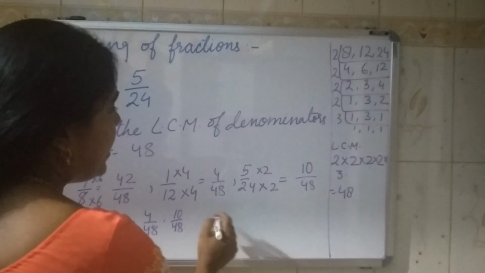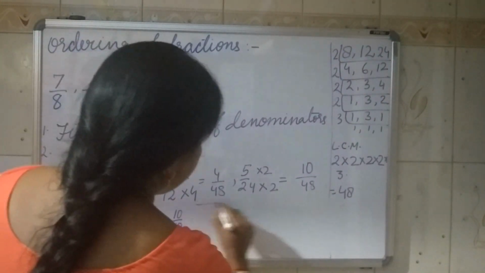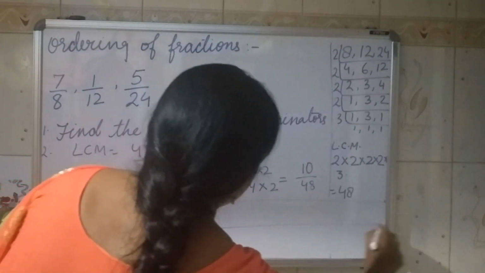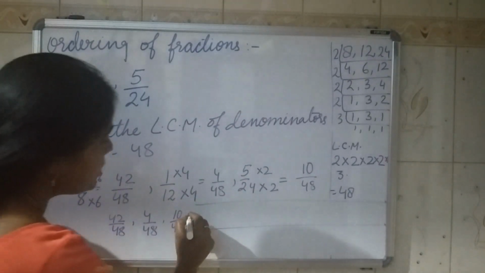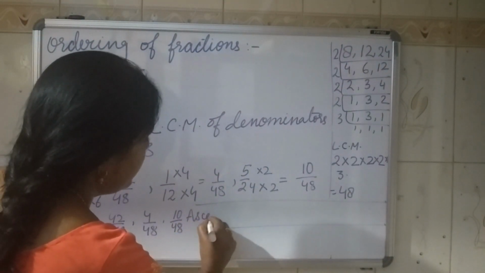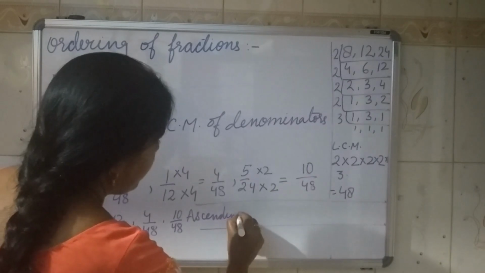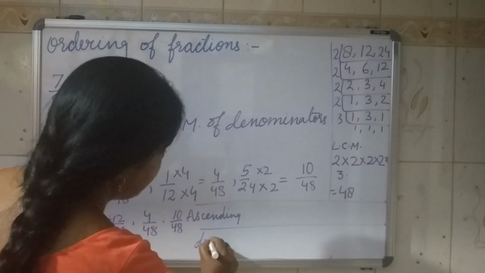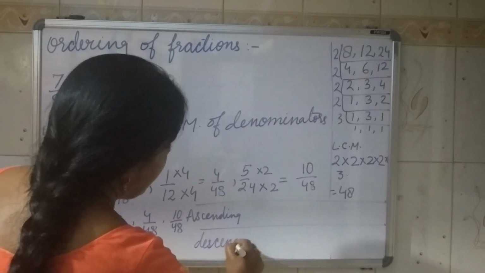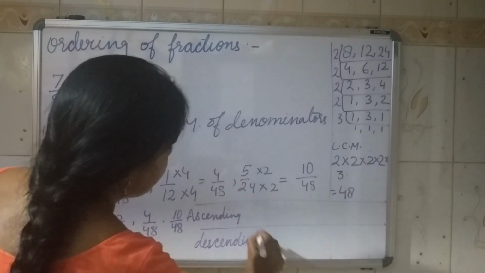So if you have to arrange them, I am making two blocks. These are the two fractions. The first one I am arranging in ascending order, and the second one I am arranging in descending order. I will explain with one more example, but first we will see this.